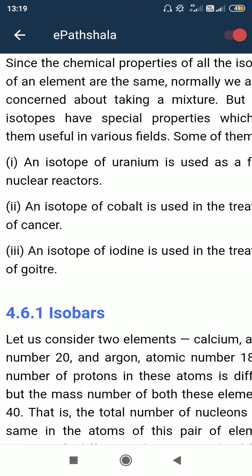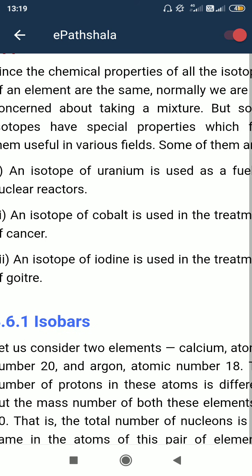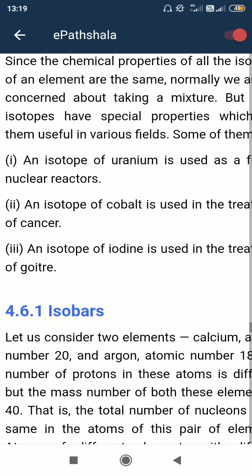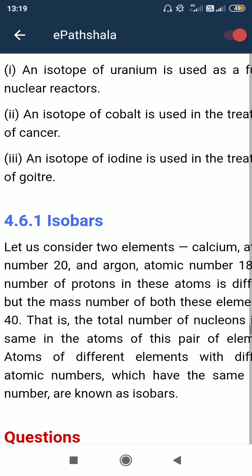An isotope of uranium is used as a fuel. An isotope of iodine is used in the treatment of goiter. You need to remember goiter. In goiter disease, iodine is actually less in the human body. So an isotope of iodine is used in the treatment of goiter.